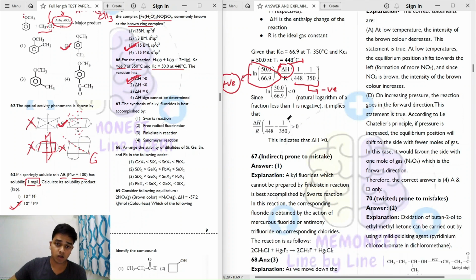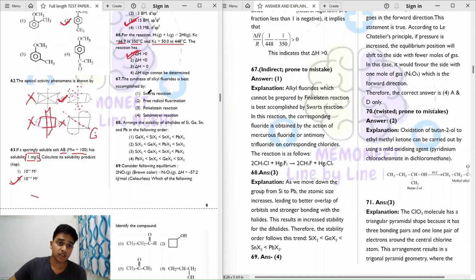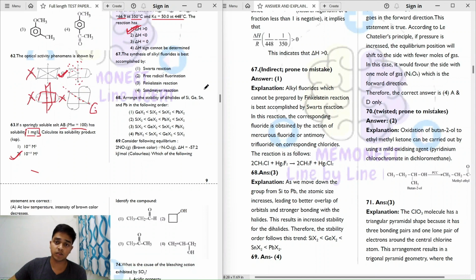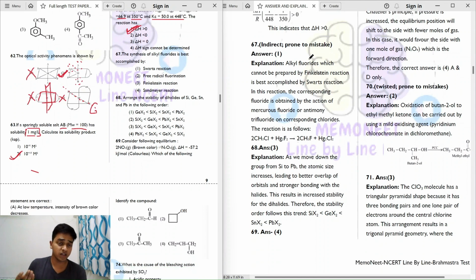Moving on to the next question. The question says, the synthesis of alkyl fluorides is best accomplished by, and we have 4 different options: Schwarz reaction, free radical fluorination, Finkelstein reaction, and Sandmeyer reaction. What most students get wrong is that they select Finkelstein reaction as the correct answer. However, Finkelstein reaction cannot prepare all types of alkyl fluorides, and for that case we use Schwarz reaction. It's a concept-based question, but there are many times students make mistakes here. So be careful. The correct answer will be option 1, Schwarz reaction.